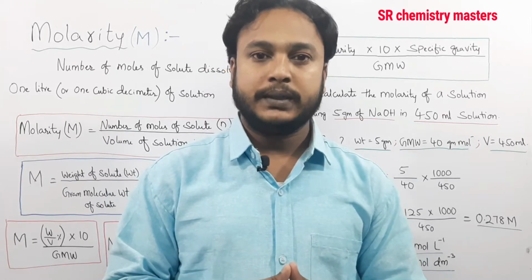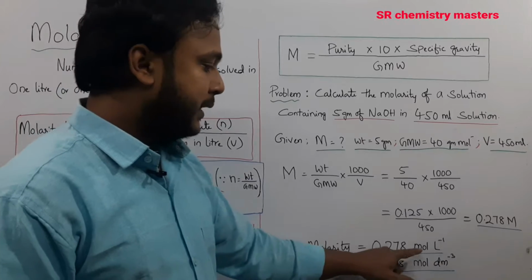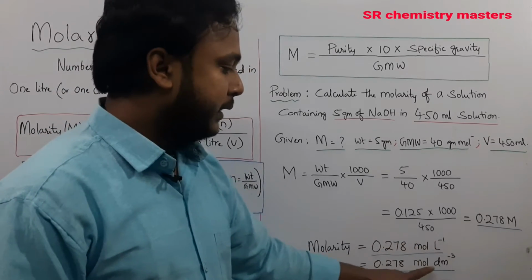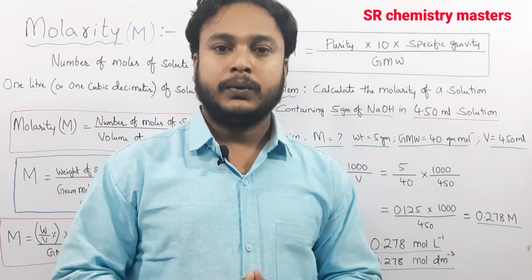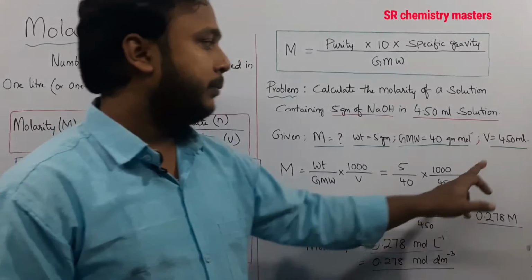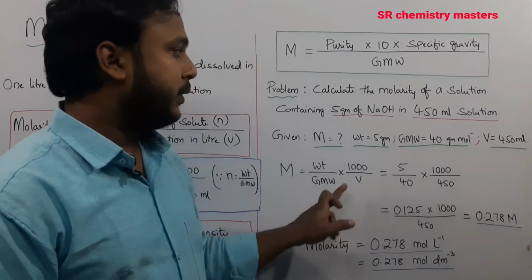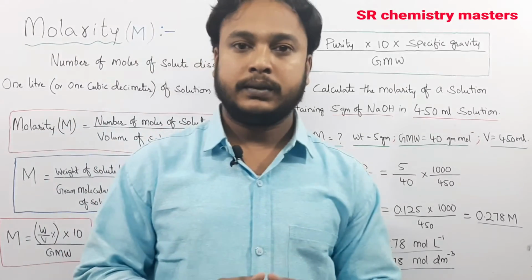When it comes to the units of molarity, molarity can be expressed in terms of moles per liter or else moles per decimeter cube. Whenever in the question you are given the weight, gram molecular weight and volume in terms of ml, you are going to take this formula and solve in this format in order to get the molarity of the solution.